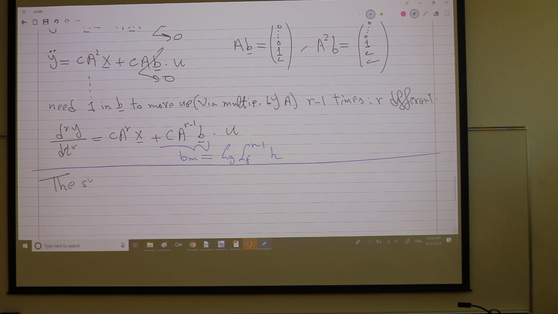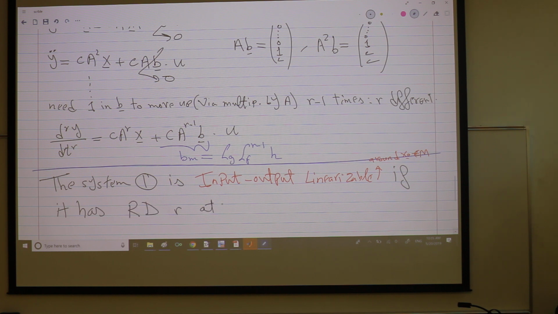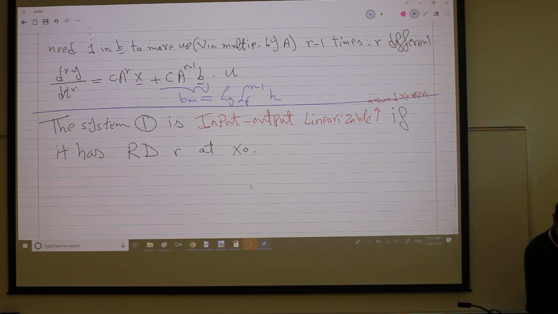So if we can do input-output linearization, we can achieve our goal, and I showed you a little bit of how input-output linearization works. The system is input-output linearizable around some x naught in M if it has a well-defined relative degree, say r, at x naught. Then we can do the linearization.